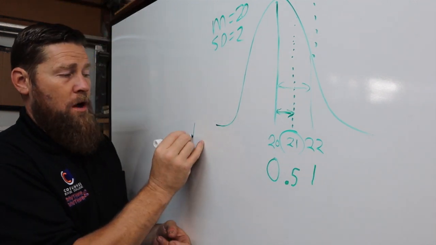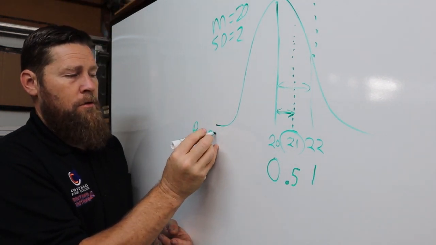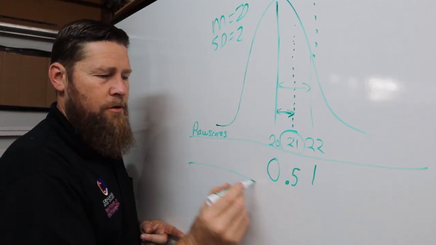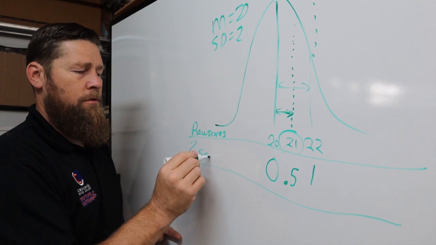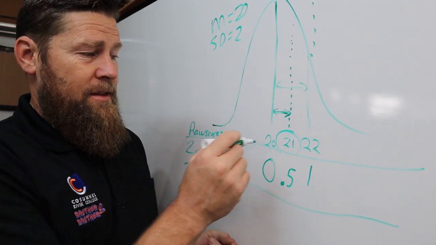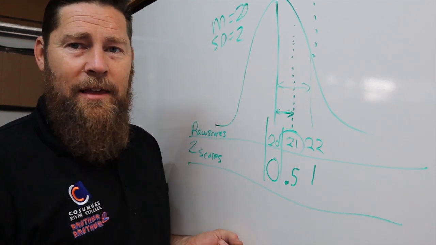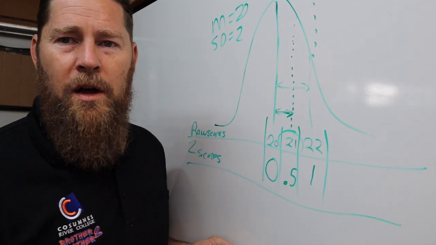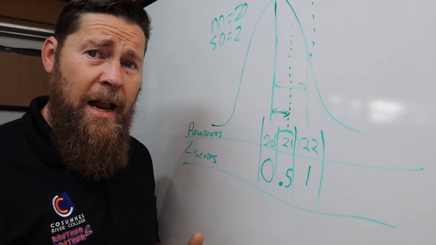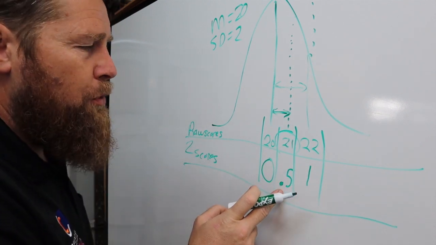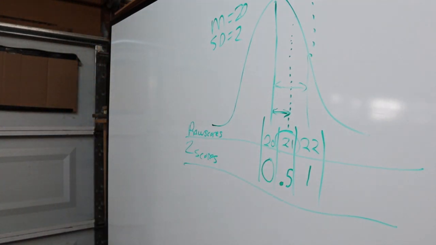So here we've got raw scores on this level, and down here on this level we have z-scores. They correspond to the same numbers, right? The same place. 20 and 0 is saying the same thing. 21 and 0.5 is saying the same thing. 22 and 1 is saying the same thing. Now, we want to know what percentage of scores are between 0.5 and 0. That's where we're going to have to rely on our book.